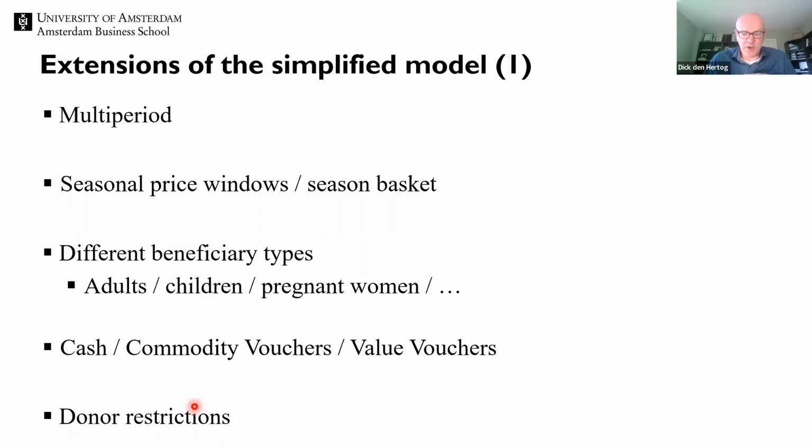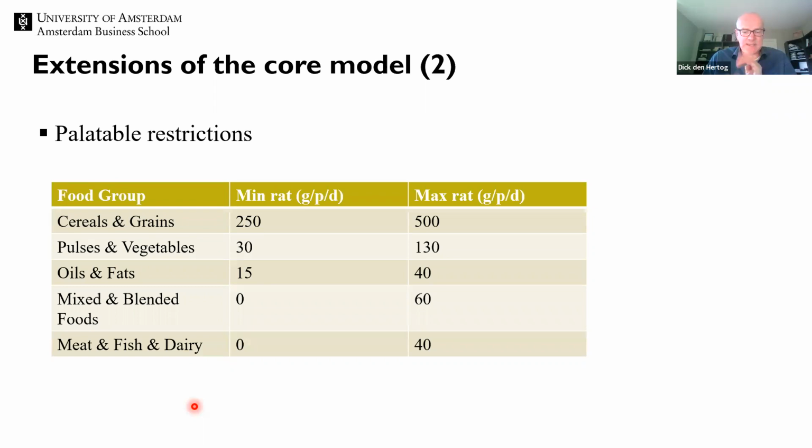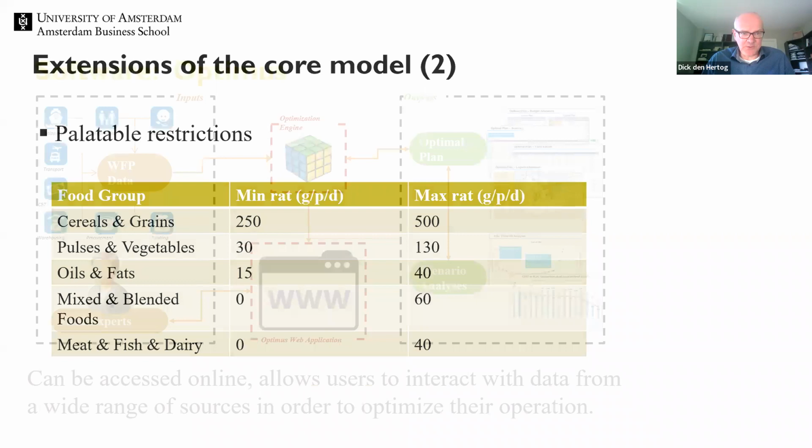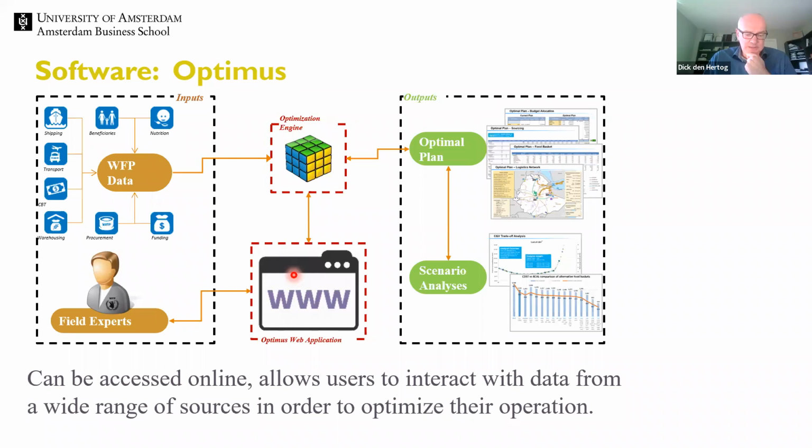For example, palatability restrictions. The ingredients of the daily meal should be such that it is also palatable. So there are restrictions that, for example, the total amount of pulses and vegetables should be between a minimum and a maximum amount. All kinds of restrictions that make the daily meal palatable. So that is the mixed integer linear optimization model that we used. And the group at WFP built a software tool, Optimus, for that.